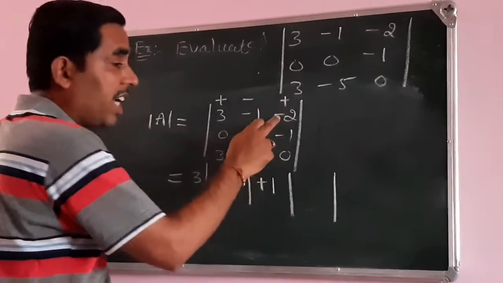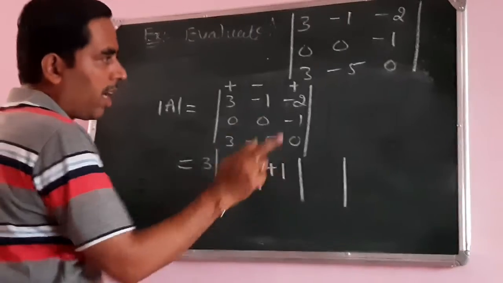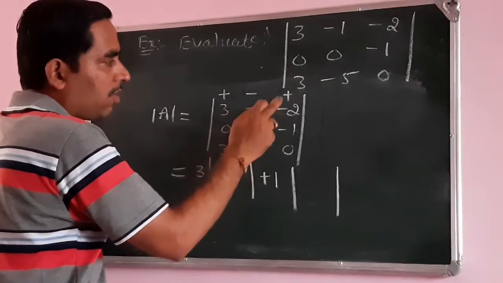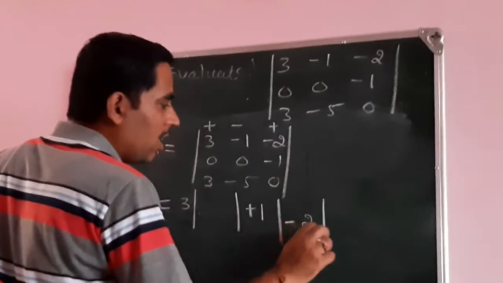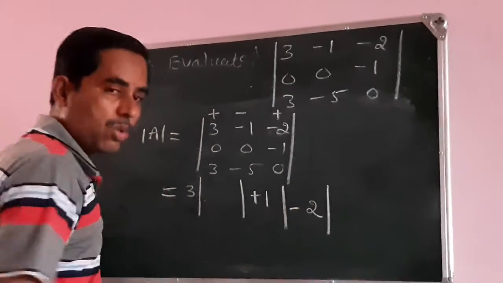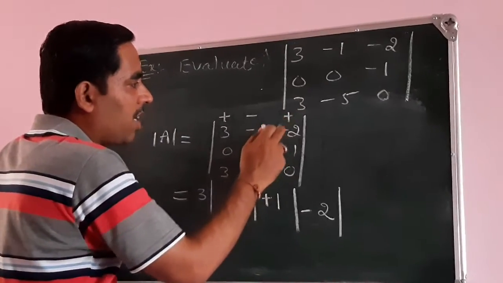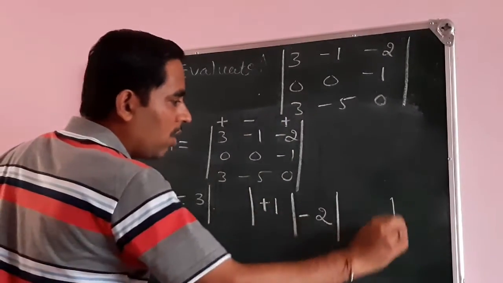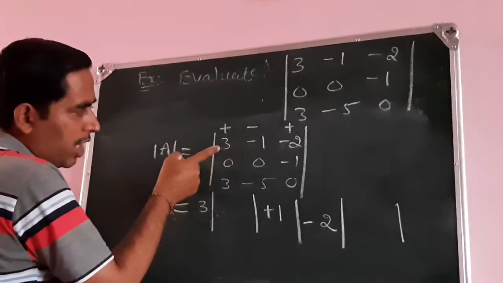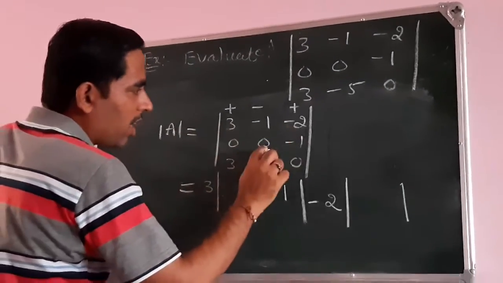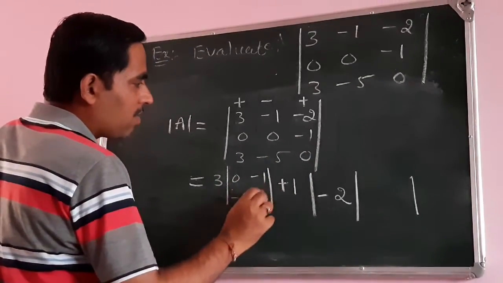Then plus into, here a lot of students will make a mistake: minus into minus is plus 1. You take the product of the signs, plus into minus, we have to write minus 2. Some of you will write plus 2, so the answer will be wrong. So take into consideration these two signs, plus into minus, minus 2 into, get the determinant. 3 lies here, the first element, so you delete this column and this row. What are the elements I should write? 0, minus 1, minus 5, 0.